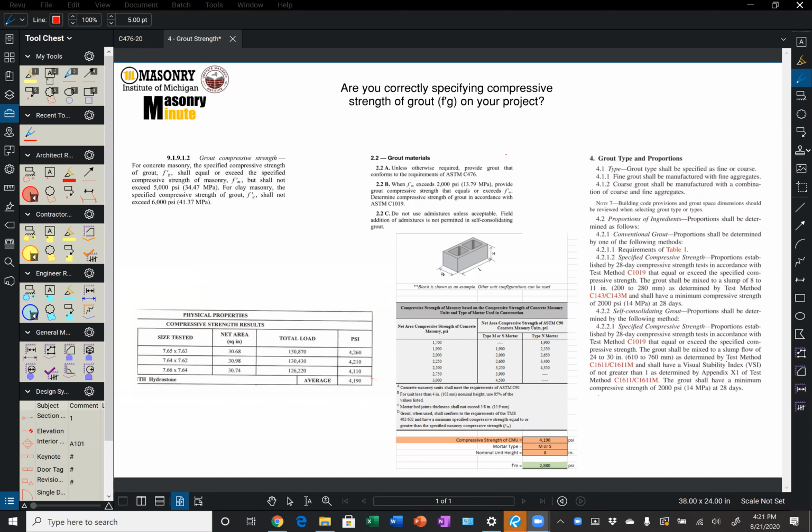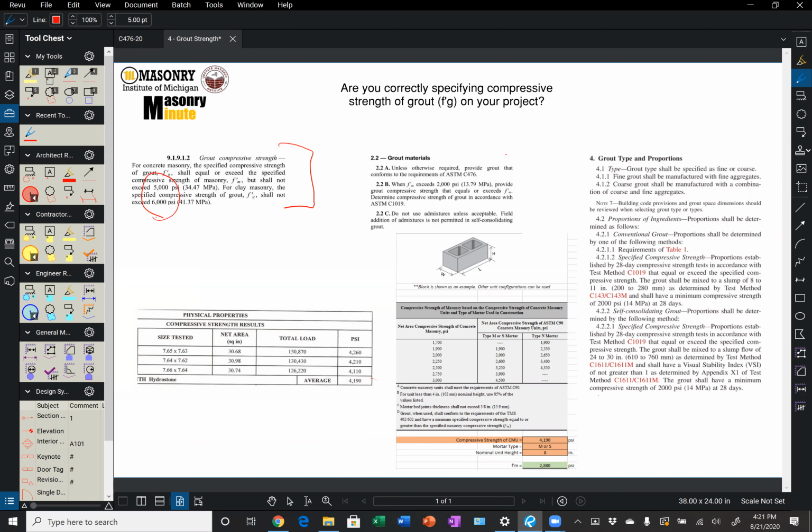in New York. Today we're going to cover the question, are you correctly specifying compressive strength of grout, that F'(G) value on your project? As we go to the TMS 402 document, we can see that for the strength design methodology, which is covered in Chapter 9, it actually has some maximum limits on our grout compressive strength. So for designing with concrete masonry, that F'(G) value cannot exceed 5,000 psi. If we're designing with clay masonry, that F'(G) value cannot exceed 6,000 psi.